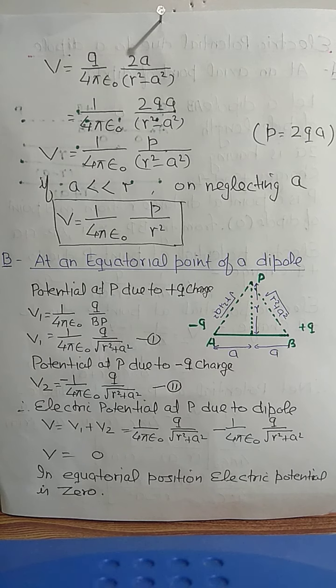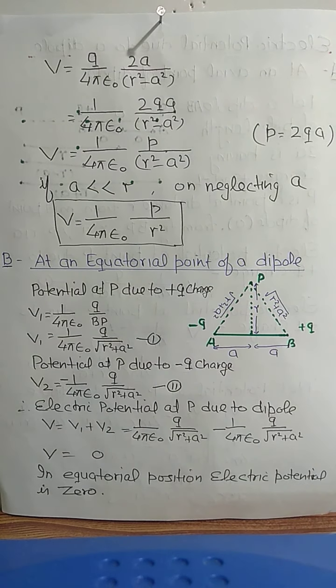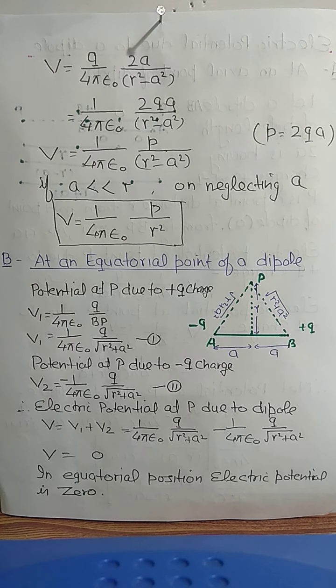The next condition is what? It is electric potential due to a dipole at an equatorial point on a dipole, which is given here. Like the previous case of electric field, you know what is the equatorial position, what are the distances that are given here. This is dipole AB, this is midpoint. From this point at distance R there is point P. At this point, equatorial point, we have to find the potential.